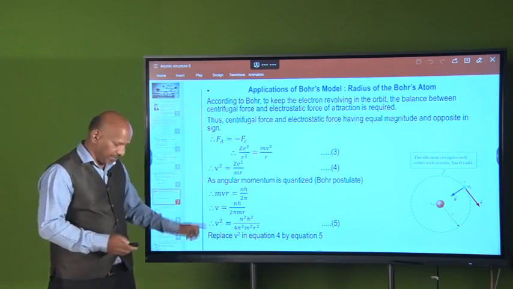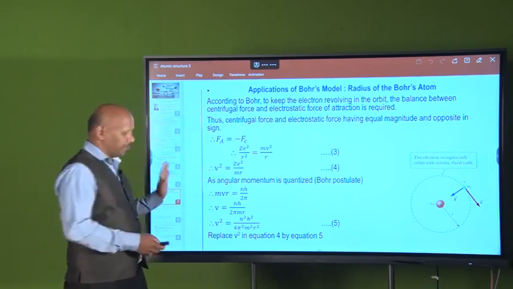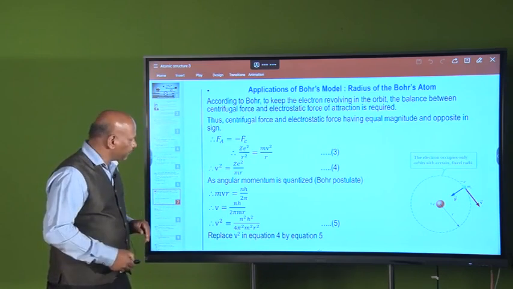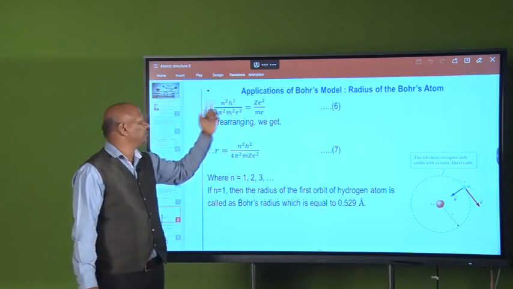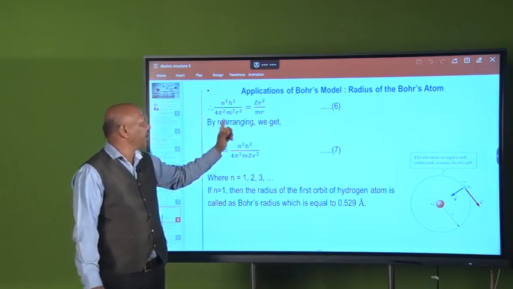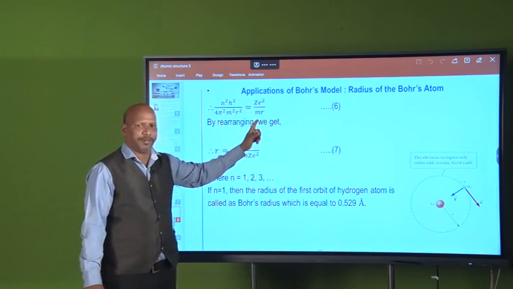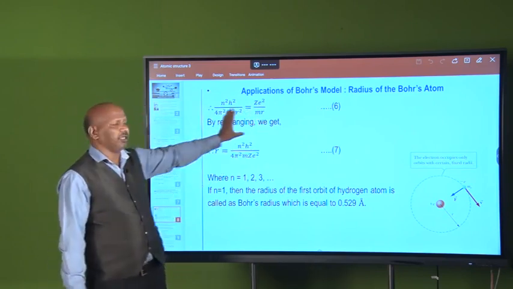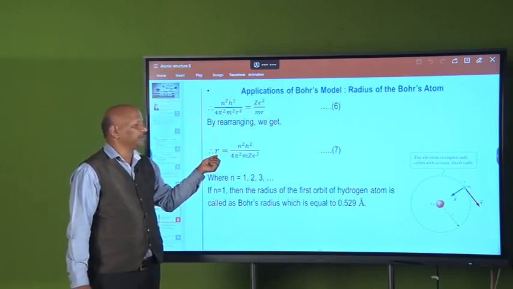On the left side of both equations we have v square. Now if you equate them, you have n square h square upon 4 pi square m square r square equal to Z e square upon mr. Now again you have to rearrange that equation, and you will get it in terms of r.